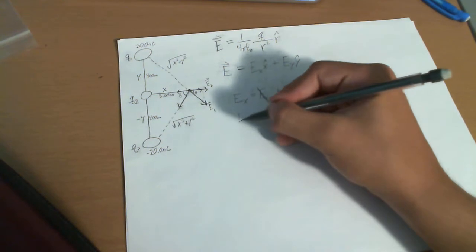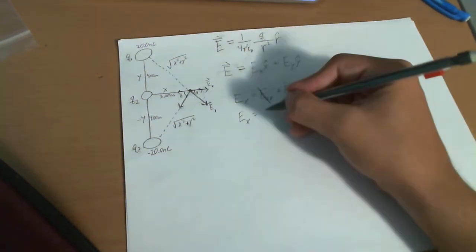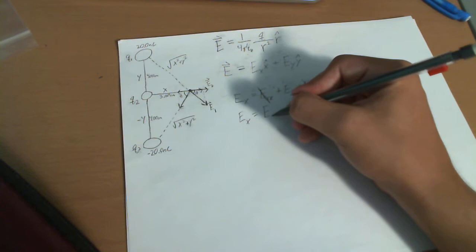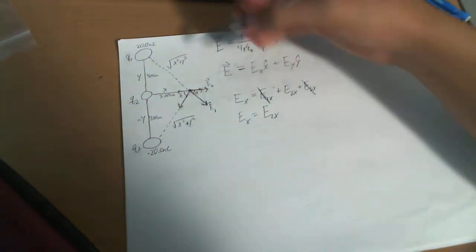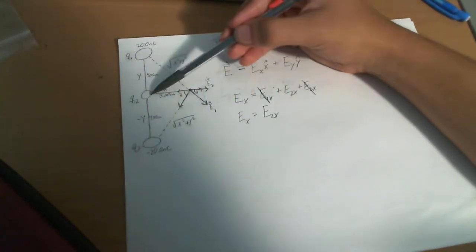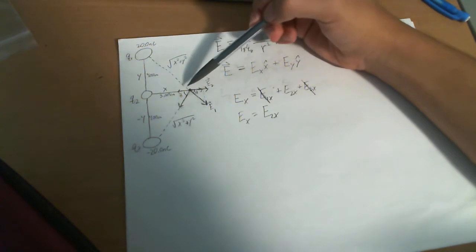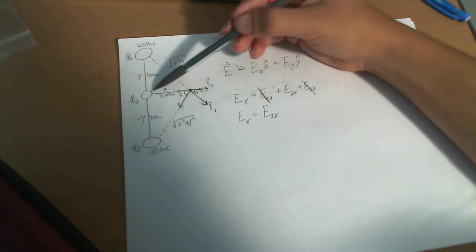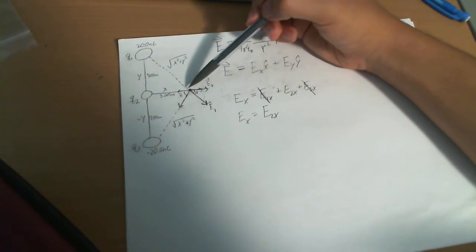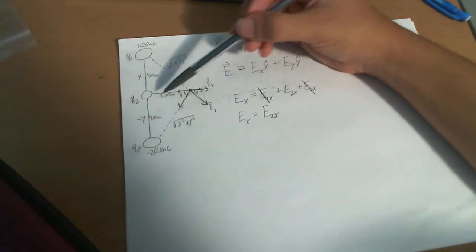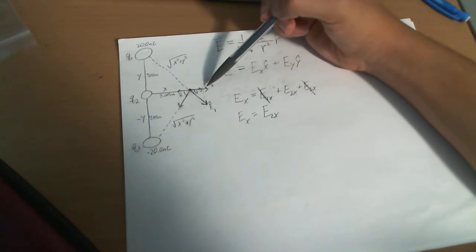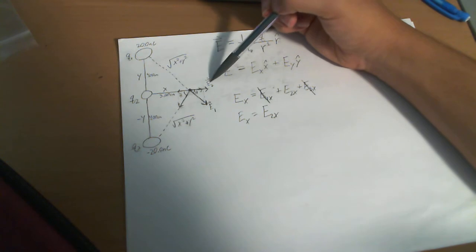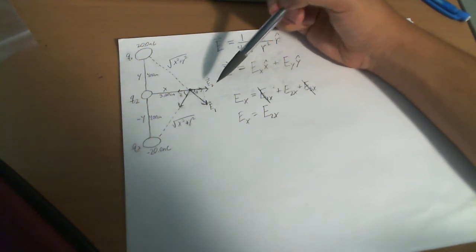So we're left with E sub x equals E sub 2x. Now notice that Q2 and our point of interest are connected along the x-axis. That means that the electric field contribution from Q2 is going to be entirely along the x-axis. And so essentially E2, the full magnitude of E2, is the x component also.